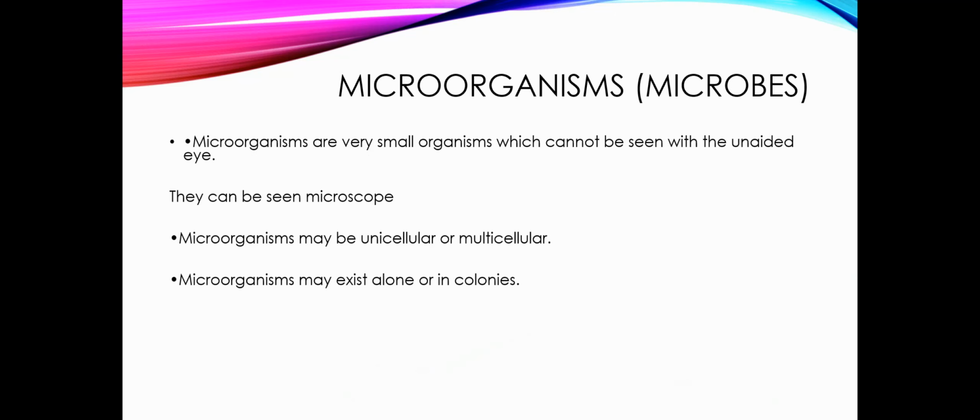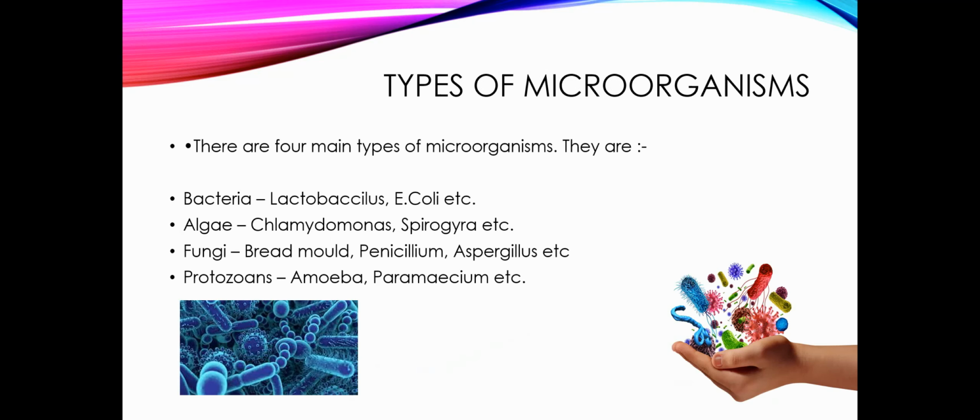Now, microorganisms. As I said, microorganisms are very small organisms which cannot be seen with the naked eye, and they can be seen with a microscope and only with a microscope. Microorganisms may be unicellular or multicellular, and they may exist alone or in colonies.